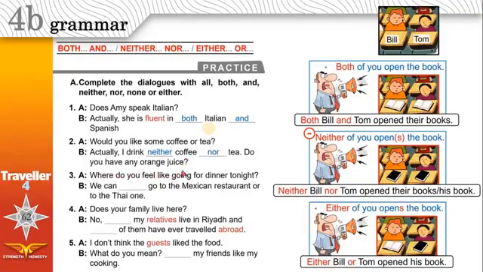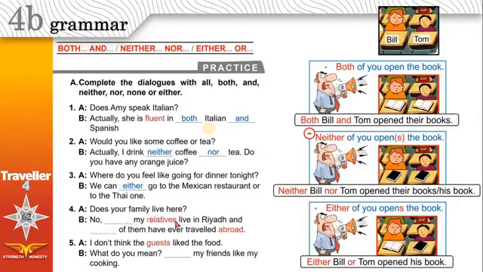Where do you feel like going for dinner tonight? Where do you want to eat? We can go to the Mexican restaurant, or we have or. That means we will use either. We can either go to the Mexican restaurant or to the Thai one. Thai means from Thailand.